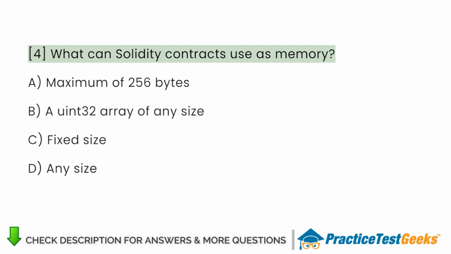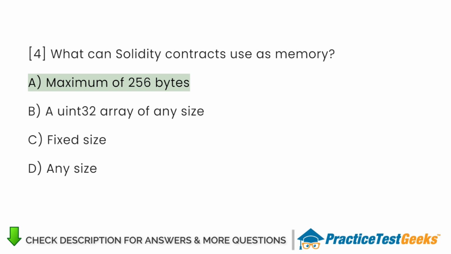What can Solidity contracts use as memory? A. Maximum of 256 bytes. B. A uint32 array of any size. C. Fixed size. D. Any size.